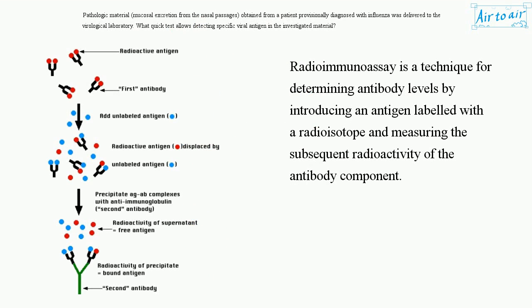Radioimmunoassay is a technique for determining antibody levels by introducing an antigen labeled with a radioisotope and measuring the subsequent radioactivity of the antibody component.